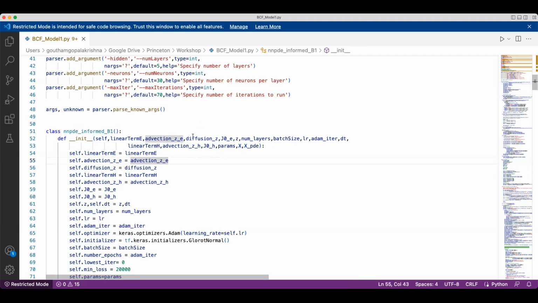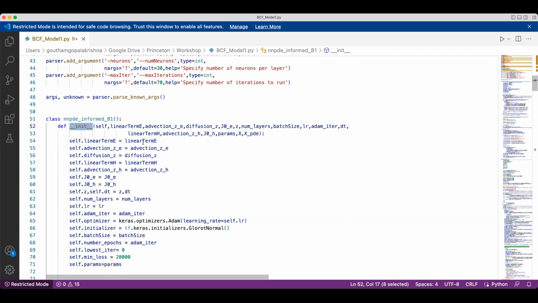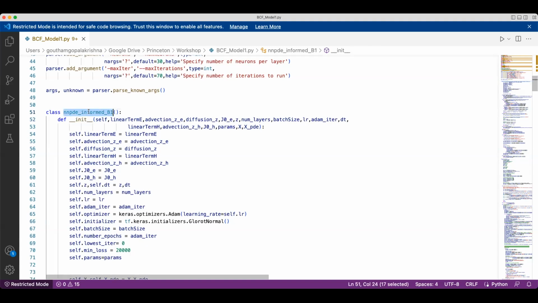Once you provide all of those as inputs, remember in the object-oriented programming introduction, we saw what an init function is. It basically instantiates this class. As soon as you create an instance of this class, this function runs. That's what it means. Once it runs, it collects all the inputs and assigns them to the instance of this particular class. All right.